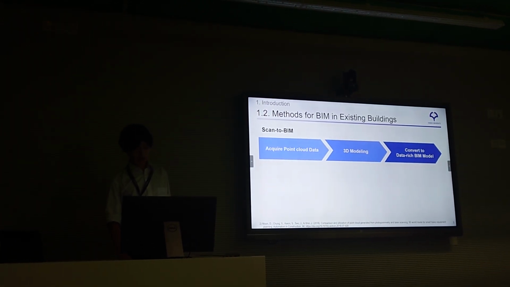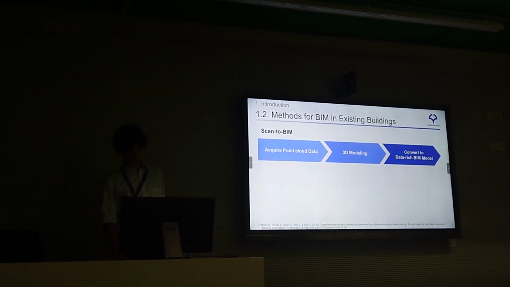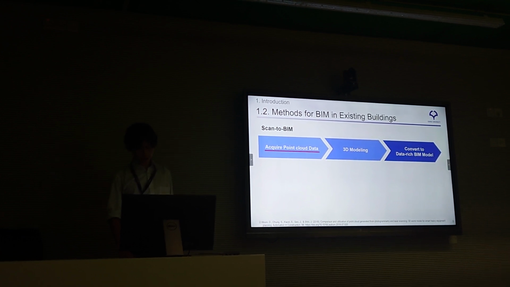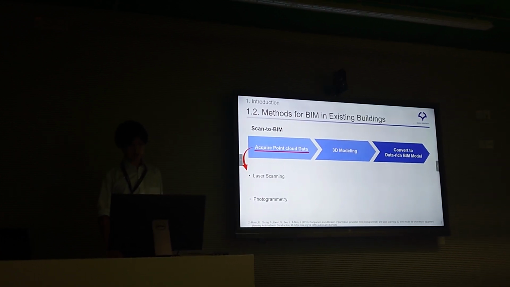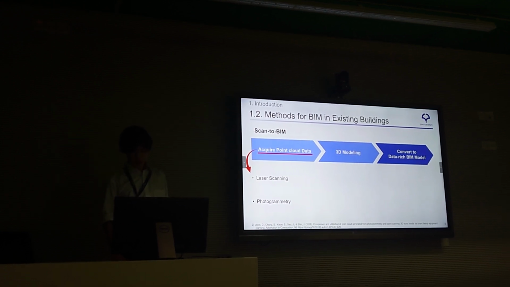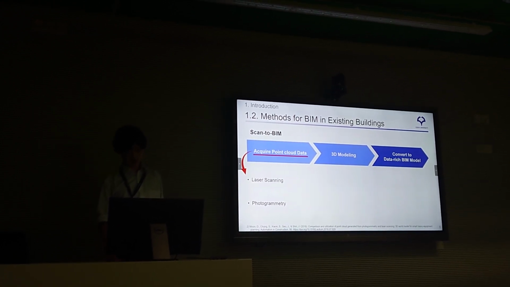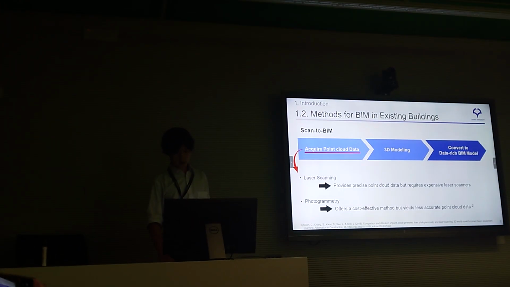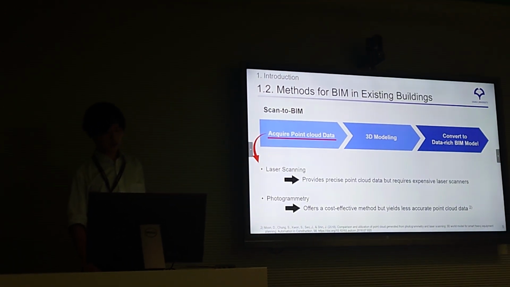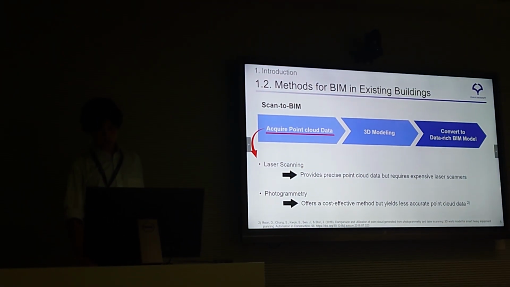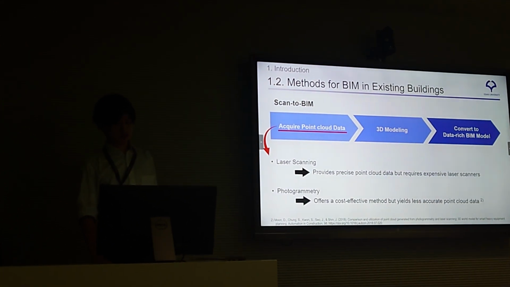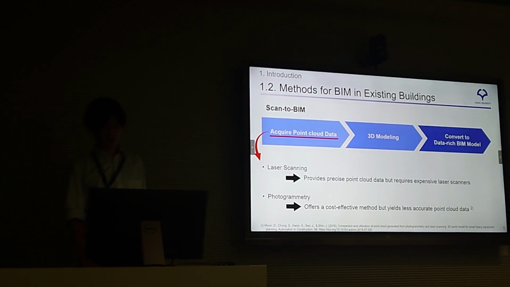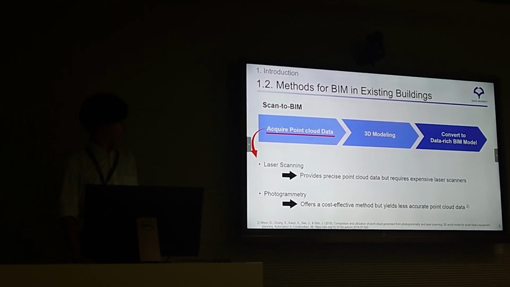The common method for BIM conversion of existing buildings is called scan-to-BIM, which involves acquiring point clouds through laser scanning or photogrammetry and constructing BIM models from the obtained data. Laser scanning provides precise point cloud data, but it requires expensive laser scanners. On the other hand, photogrammetry generates point clouds from images, making it a low-cost option, but the accuracy of the point cloud data tends to be lower. Here we focus on cost-effective image-based 3D reconstruction methods, such as photogrammetry.